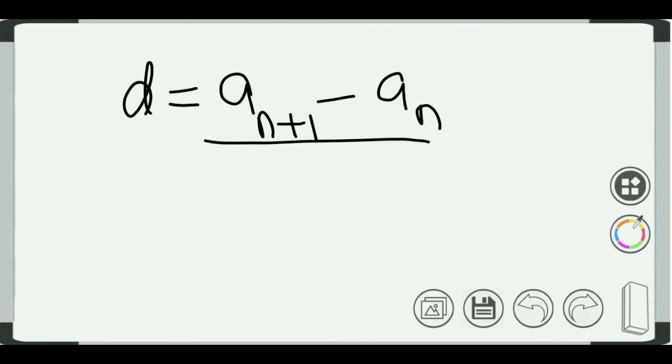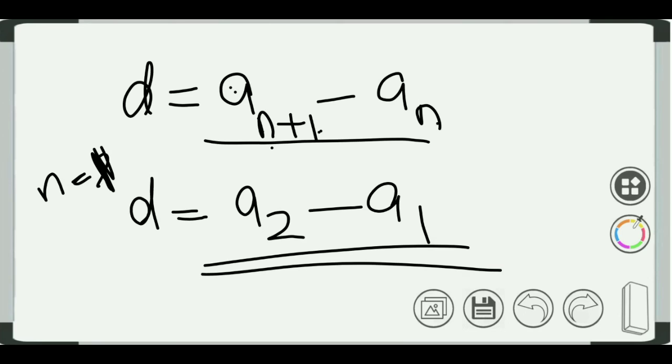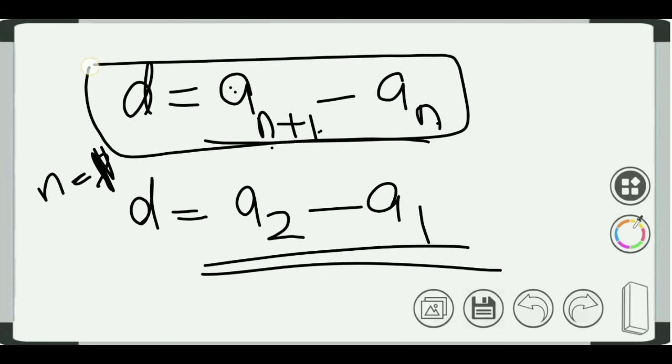See, if you put n equal to 1, then d will be a n plus 1, that is a 2, minus a n, that is a 1. The same: a2 minus a1, a3 minus a2, it will be the same. So both the formulas are the same.